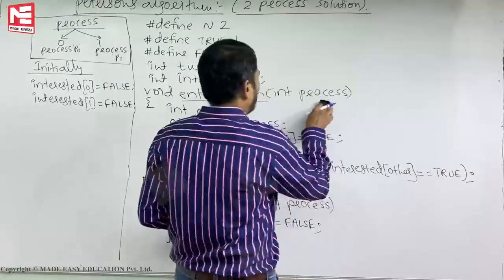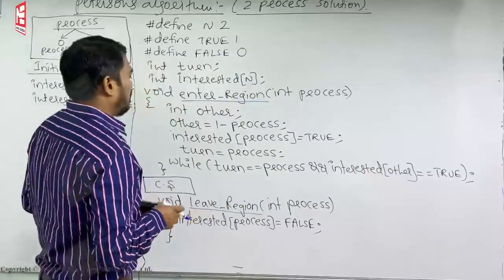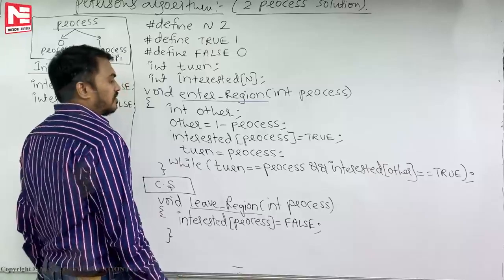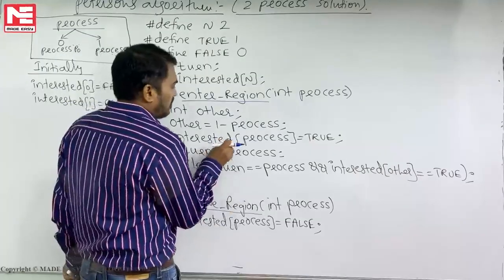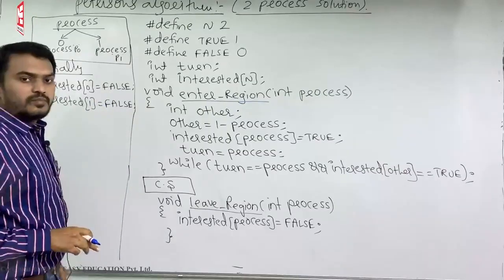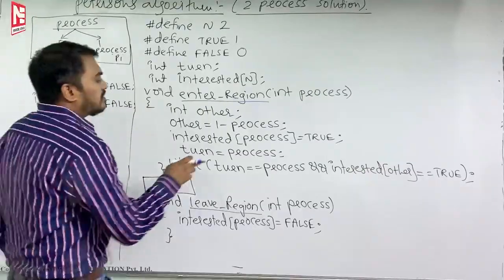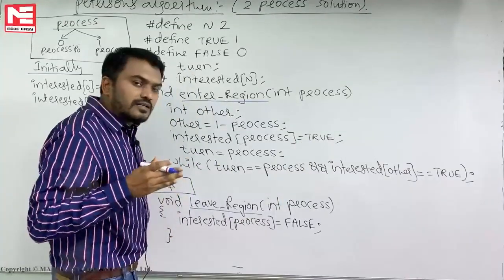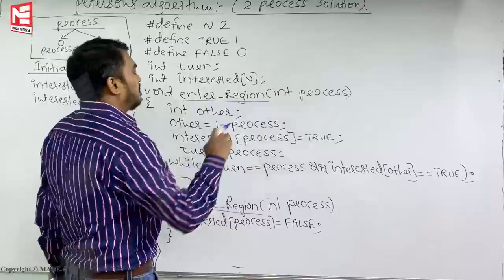Right. So next, interest of process equal to true here. Understand here, interest of process. Initially both are what? False. Initially both are false. And next, what are we doing to interest of process? We are making it true. So when the process is trying to enter into the critical section, you are changing interest of process equal to true.